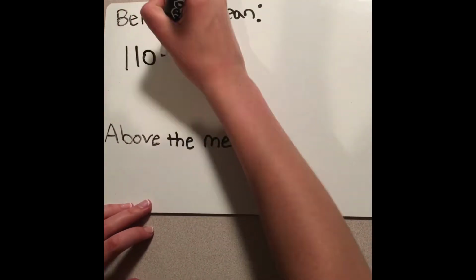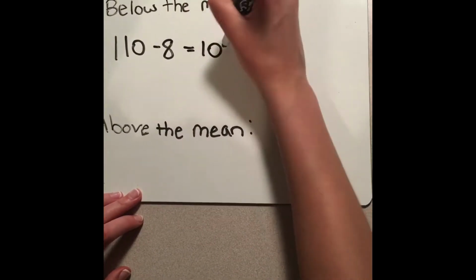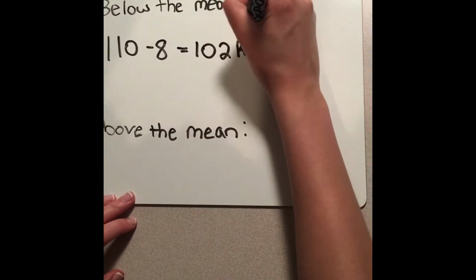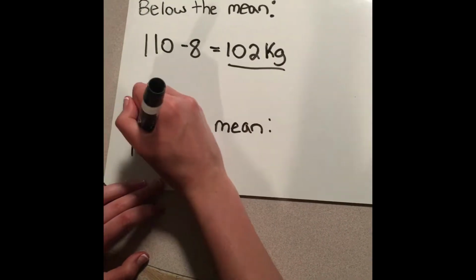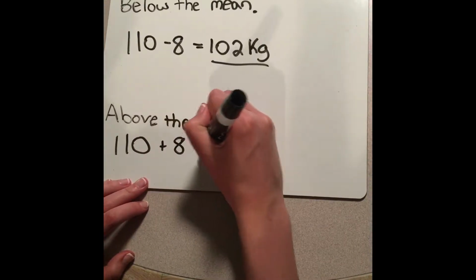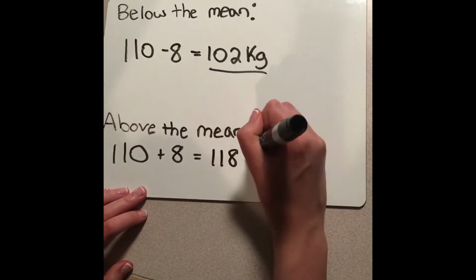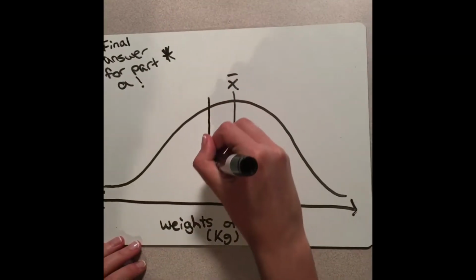Standard deviations mean that the number given for standard deviation should be subtracted and added to the mean. One standard deviation below the mean is to the left on the diagram, and we subtract 8 from 110 to get 102 kilograms. One standard deviation above the mean is 110 plus 8, which gives us 118 that should be labeled on the diagram.